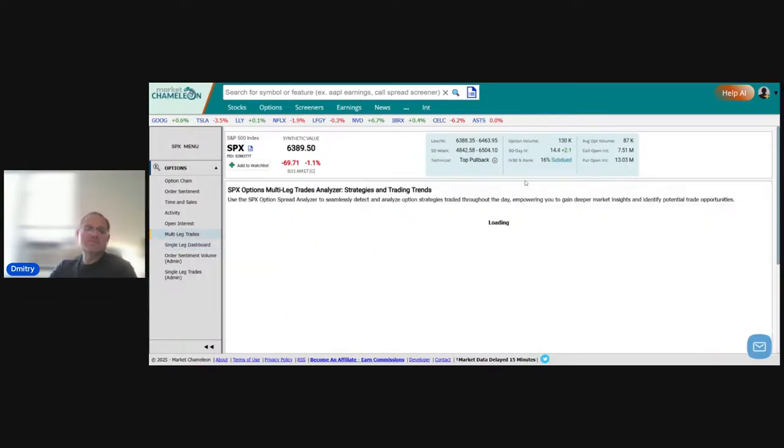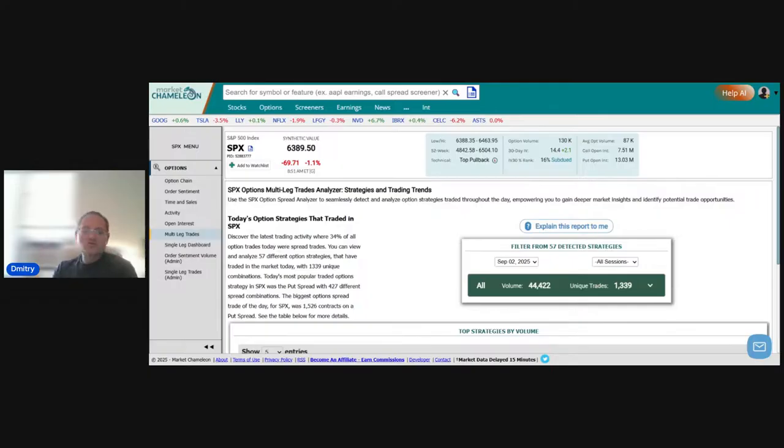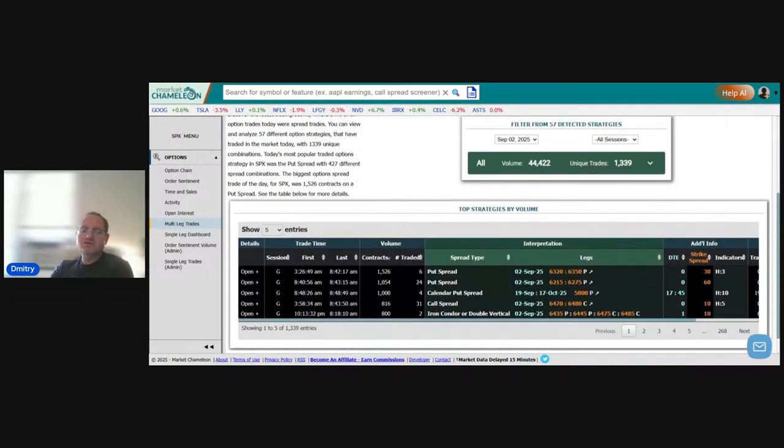So click on that. This assembles those multi-leg trades and then creates a table for us of the trading activity, and analyzes and interprets what the most likely spread or strategy of the trade was. Over here, this is sorted by largest option volume contracts.